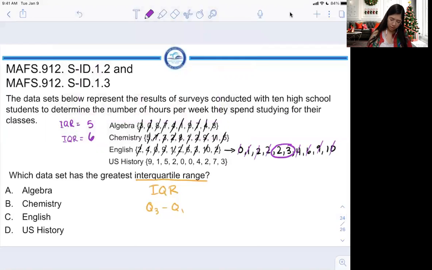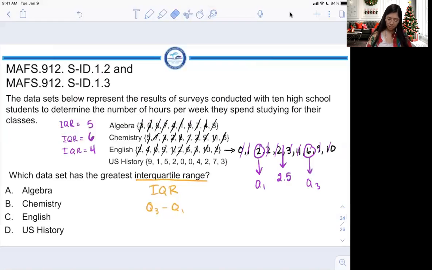Is between 2 and 3, which is what? 2.5. Do I include that 2, yes or no? Yes. Okay. What's my Q1? 2. Good, it's right in the middle. And then 6, so Q3 is 6. Okay, so 6 minus 2 gives me 4.